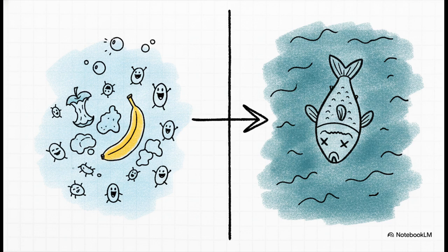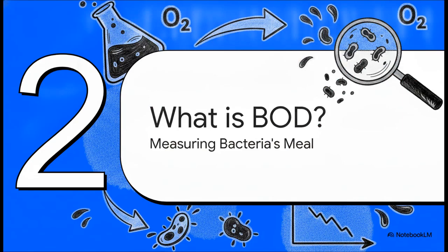If there's way too much waste, they consume that oxygen much faster than nature can replenish it. The result? The water goes completely anoxic. It literally suffocates the fish and destroys the whole aquatic ecosystem. So a low oxygen demand means clean water, while a high demand is a huge red flag for heavy pollution. But how do we actually measure that demand? That brings us to Section 2.